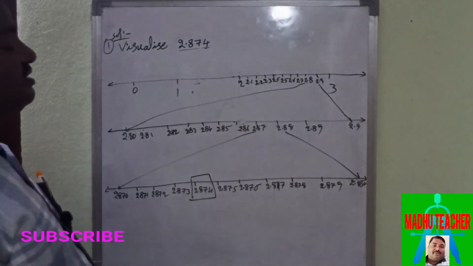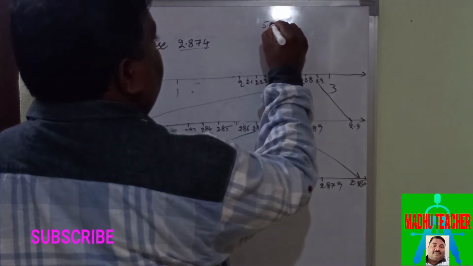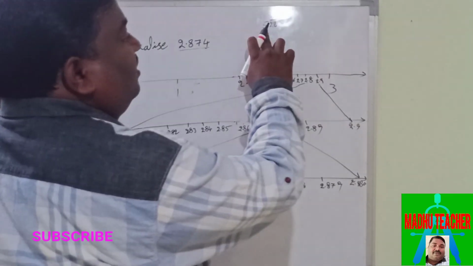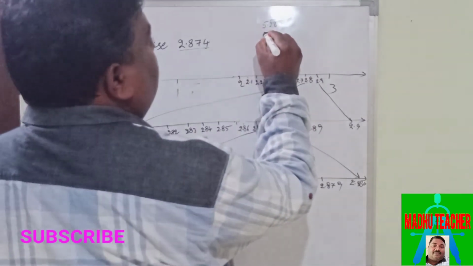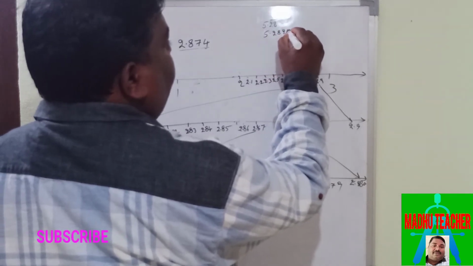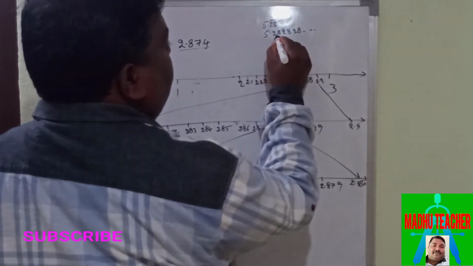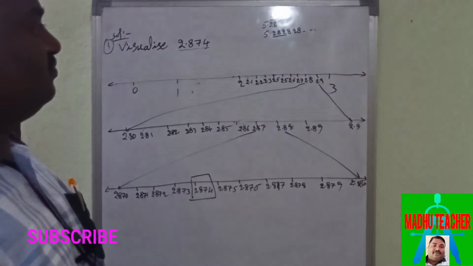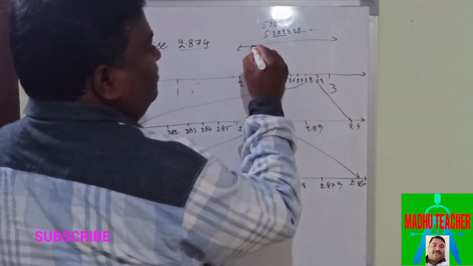So the next question is: visualize 5.28 bar on the number line by the successive magnification method. This we can write as 5.28, 28, 28 and so on, but we need to visualize up to 3 digits, 5.282. So first of all you have to draw the same number line here.